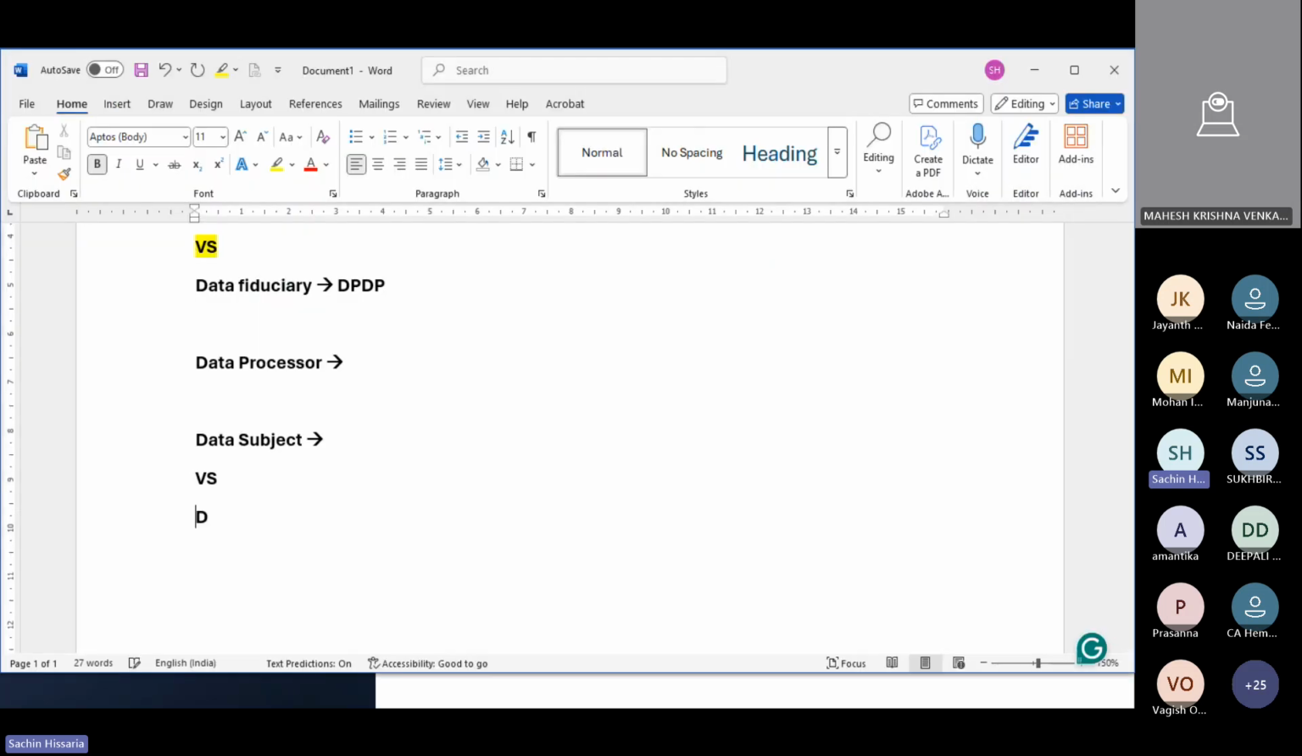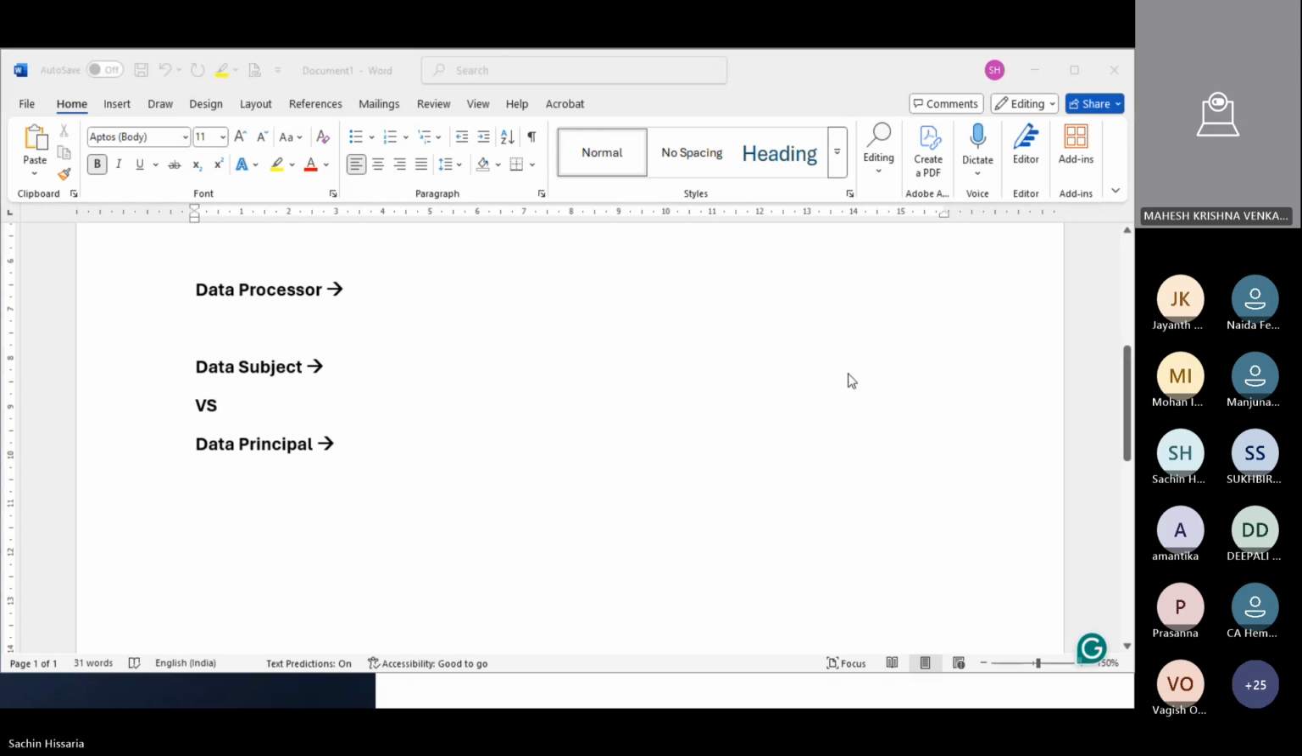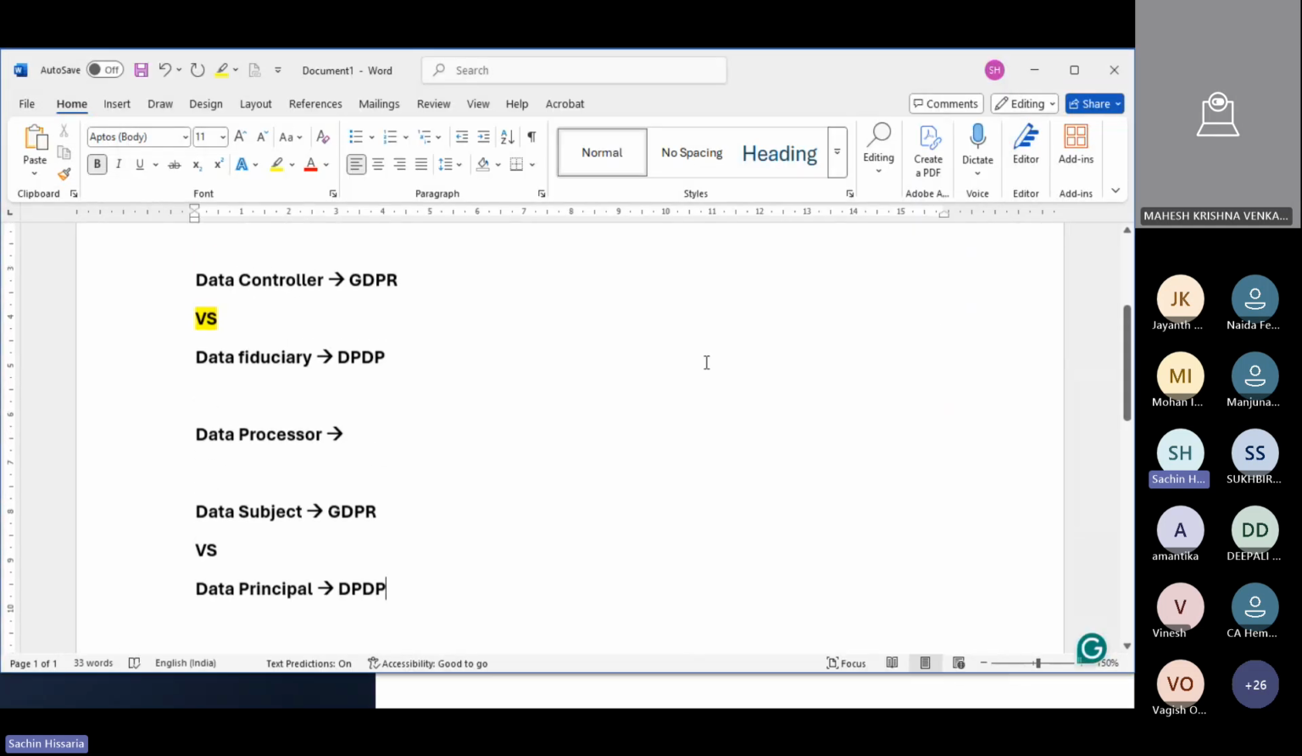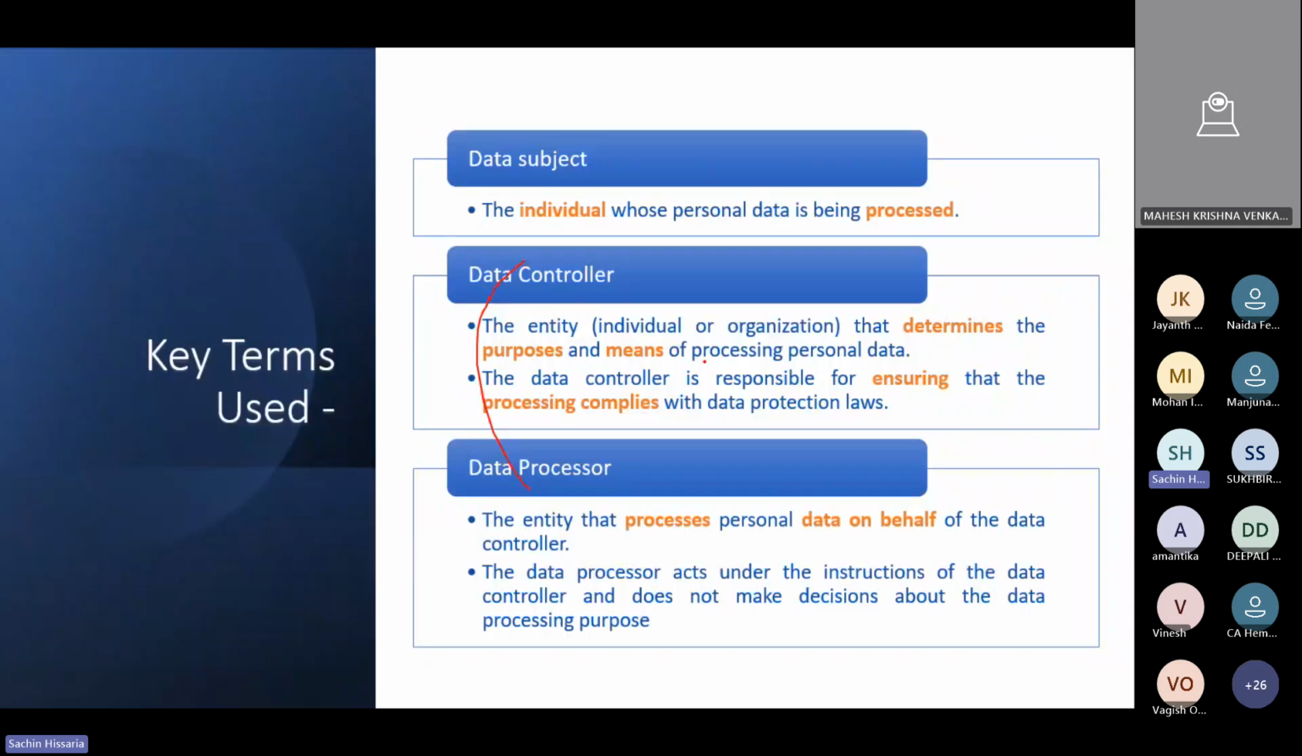Then what is this terminology called a data principal? Both are the same, a data owner who is submitting the data. This data subject terminology is used in the GDPR. And in our DPDP Act, we are using the terminology data principal. So these are key terms which we use quite frequently in data privacy law. I have just given you a background of those key terminologies.